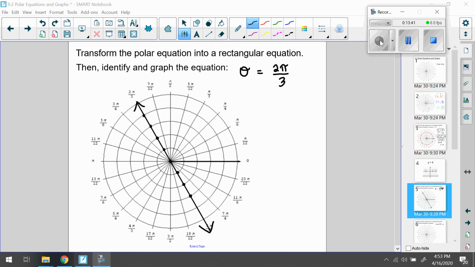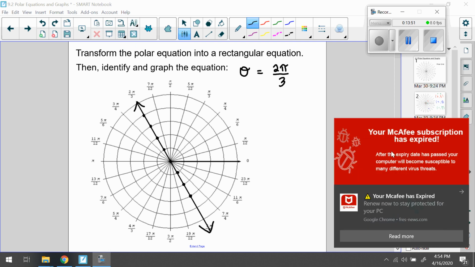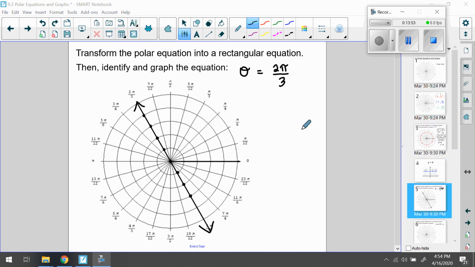Now you might be thinking that I went out of order, and I certainly did. So now that we've already kind of established what this graph might look like, let's see if we can justify that by transforming the polar equation to a rectangular equation. Now this one's a little bit tricky. If you go back to our last homework assignment, I don't think we had one that was quite like this. You'll notice there's a theta and there's no r.